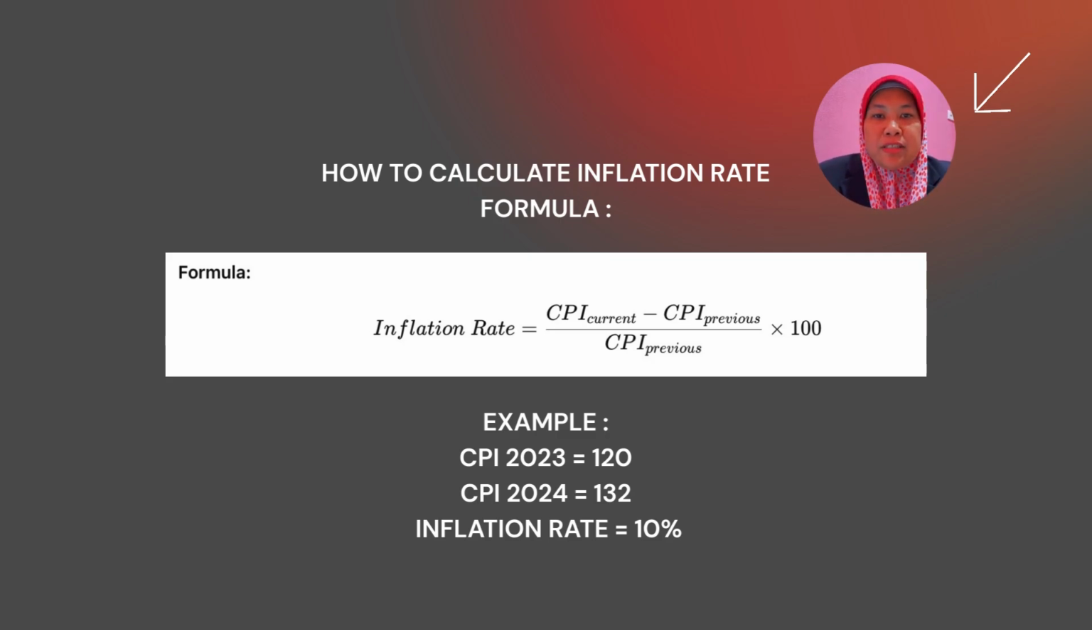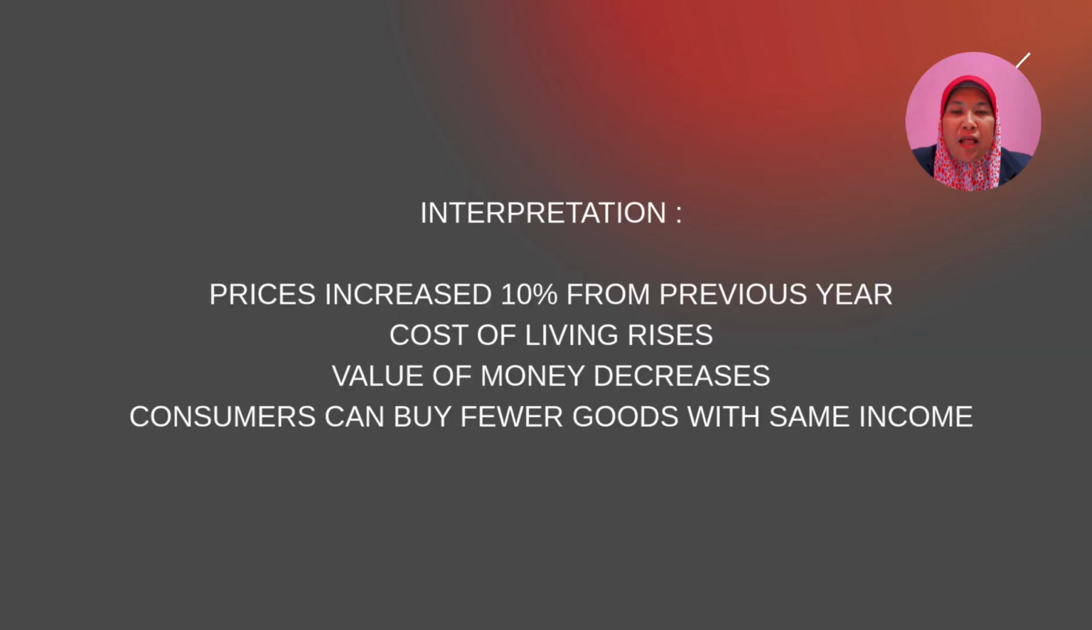For example, if the CPI in 2023 was 120 and the CPI in 2024 increased to 132, then the inflation rate for 2024 is 10%. This result means that the general price level increased by 10%. A 10% inflation rate indicates a higher cost of living and it reduces the value of money over time. This is why inflation is an important macroeconomic indicator that affects households, businesses, and the government too.